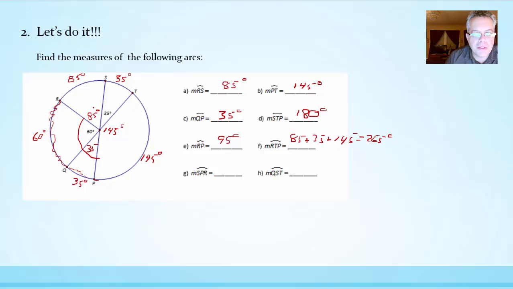Okay, SPR. SPR is 35 plus 145 plus, wait, SPR, where are you? Oh wow, that's all the way around. SPR is all the way around here. Okay, you know what? It's everything but the 85. So I'm going to take a shortcut. I'm just going to do 360 minus 85 because it's the whole circle except for that 85. 360 minus 85 is 275, I believe.